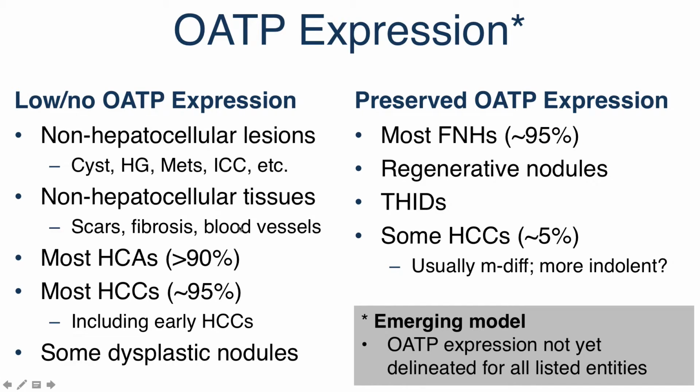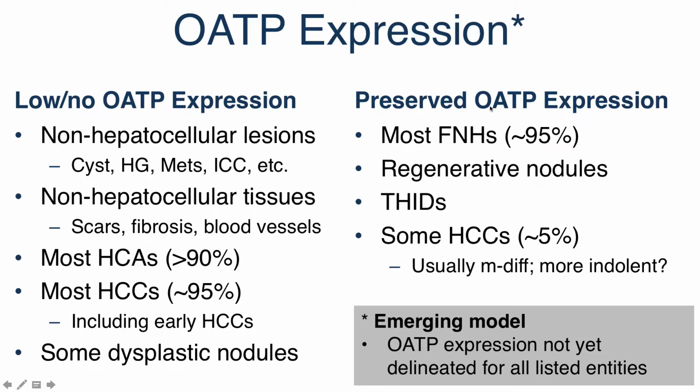Scars, fibrosis, blood vessels. It turns out that most hepatocellular adenomas, even though they're made of hepatocytes, those hepatocytes decided that they don't want to bother having OATP expression. So most hepatocellular adenomas, over 90%, have low or no OATP expression. Most hepatocellular carcinomas have low or no OATP expression, and some dysplastic nodules have low or no OATP expression. And we'd expect all of these things to look dark or very dark after giving gadoxetate in the hepatobiliary phase.